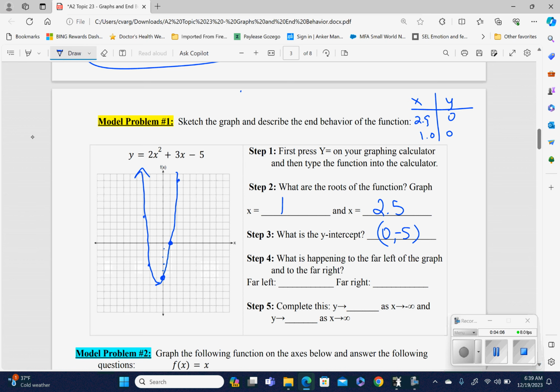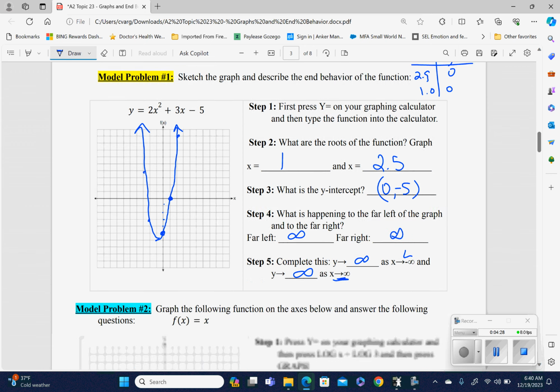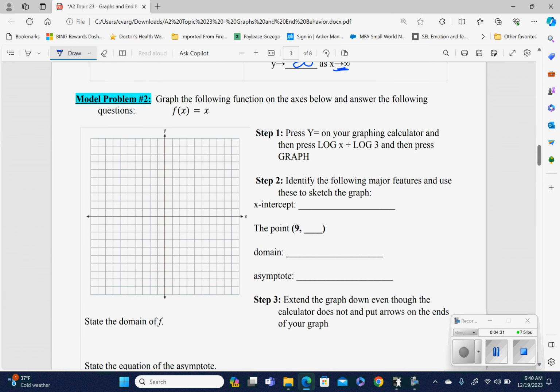The far left of the graph is going towards positive infinity, and the far right of my graph is also going to positive infinity. So it says complete this: y goes to whatever as x goes to the left. So y goes up to positive infinity, and as x goes to the right, y also goes up, right? So the end behavior is going to be the same. And you're going to do something very similar for this one right here, right? So we'll talk about this in a second.